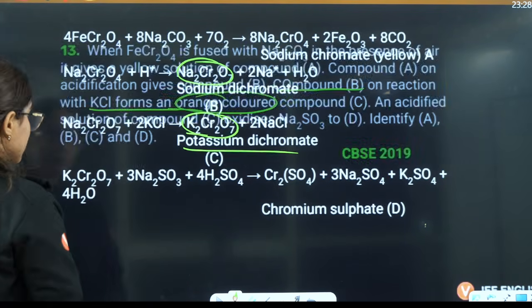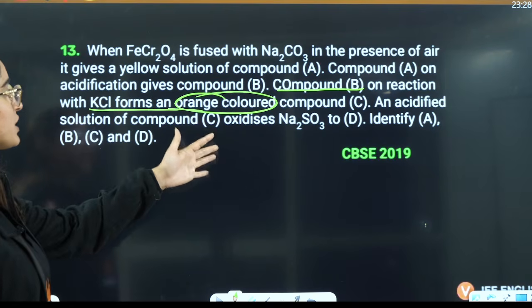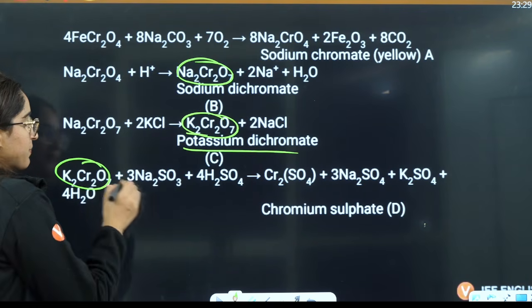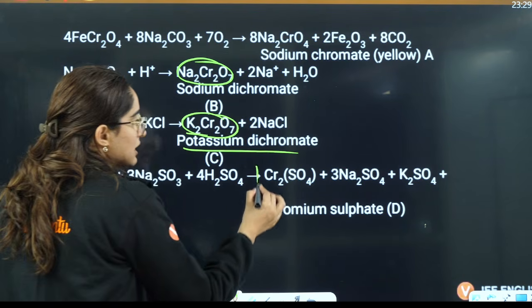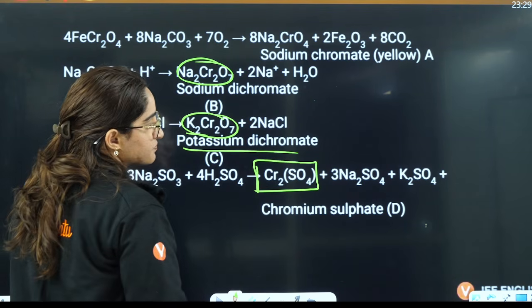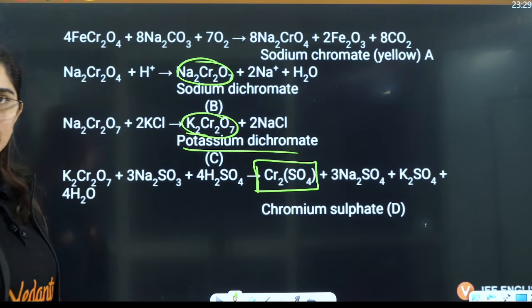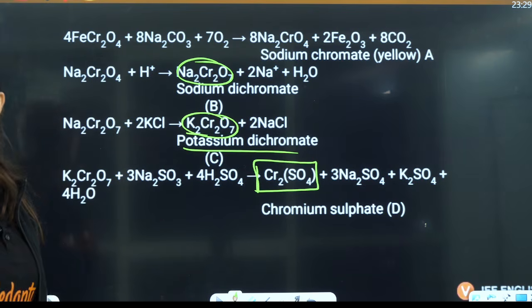Now they say an acidified solution of compound C oxidizes Na2SO3. Dichromate in the presence of Na2SO3 is converted to Cr2(SO4)3. This is what they are saying: write all the compounds here. So these are the three steps of preparation, and this is the reaction part.